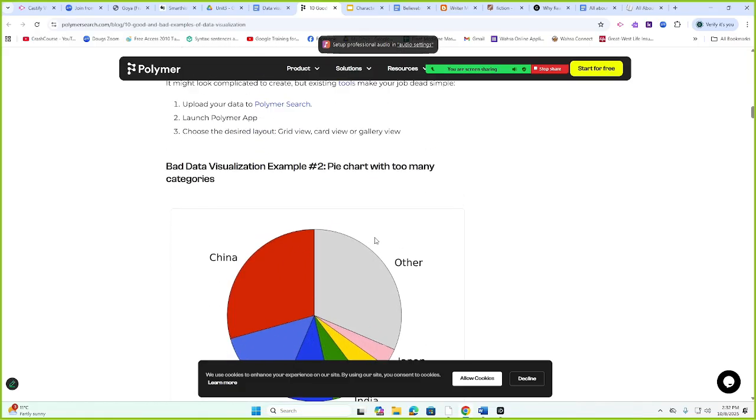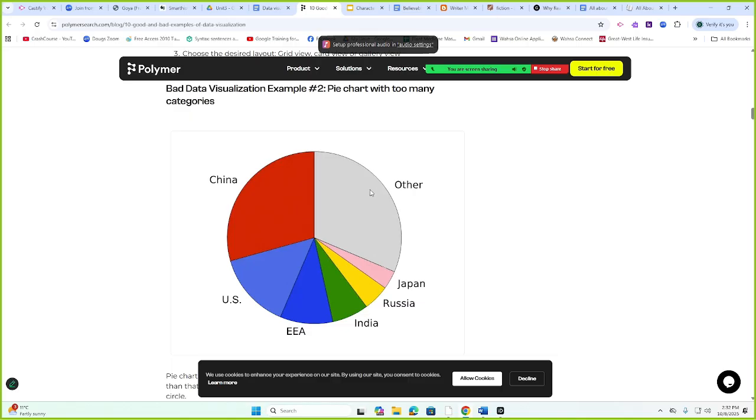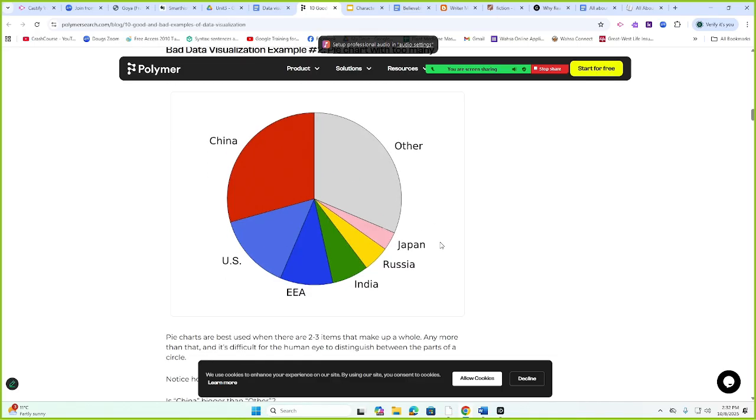Here's another bad data visualization. Example number 2, a pie chart with too many categories. So pie charts are best used when there are 2 or 3 items that make up the whole. Any more than that, and it's difficult for the human eye to distinguish between the parts of the circle.